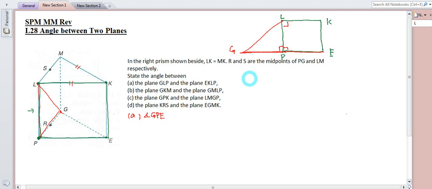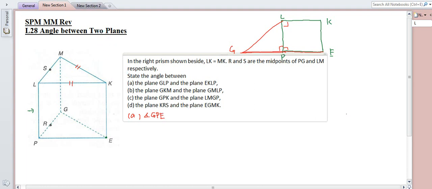Okay. So next, let's go to the next part. The plane GKM and the plane GMLP. GKM first. Here is G. Here is K. Here is M. So we draw it first. This is GKM.